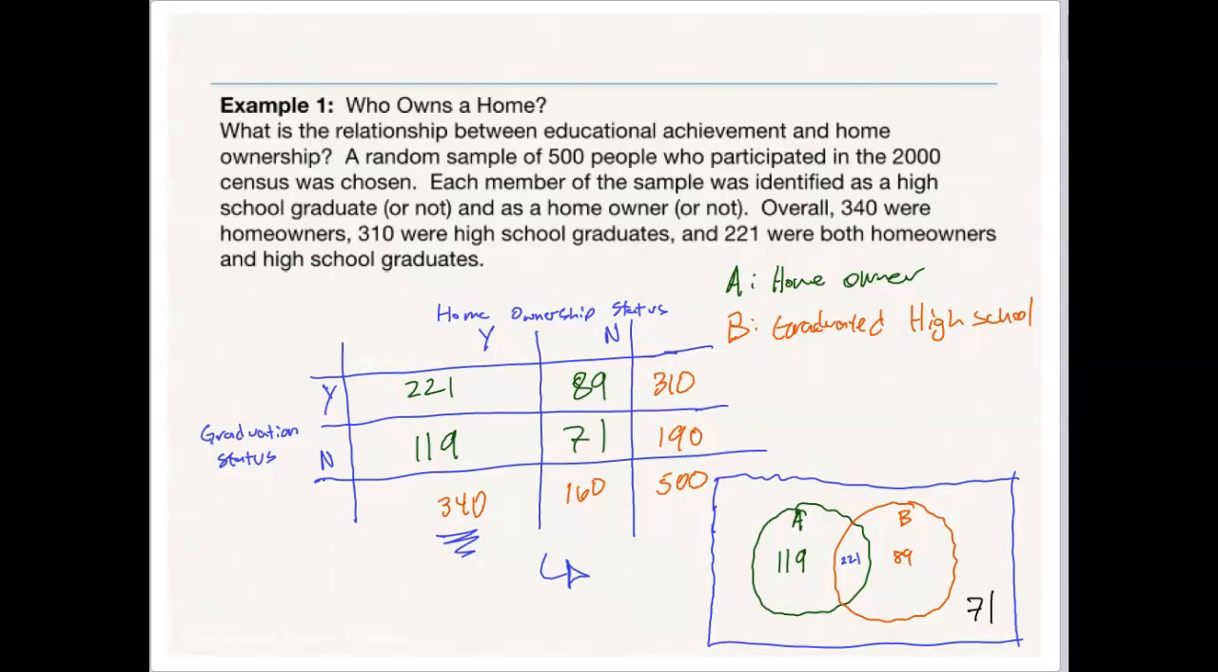You always want it such that your total of all these numbers should add up to your total in the table, which is 500, right? And these do. So if I do 119 plus 221 plus 89 plus 71, I end up with 500. All right.